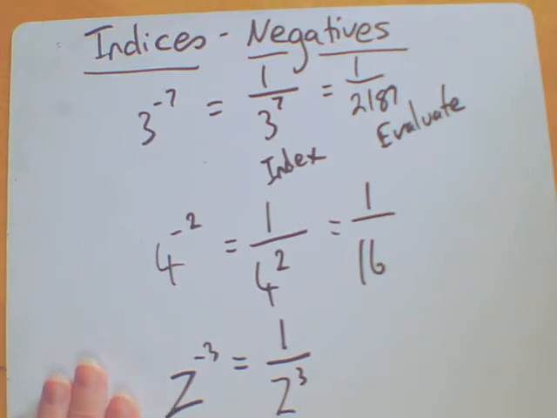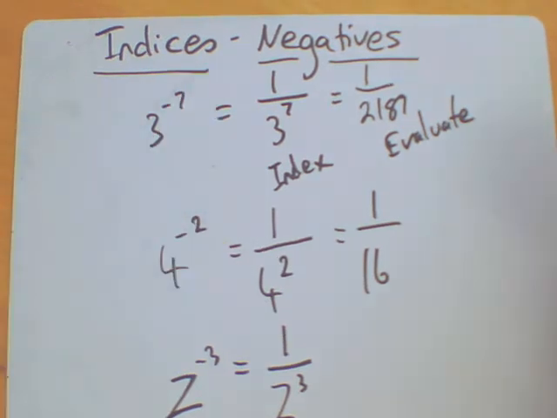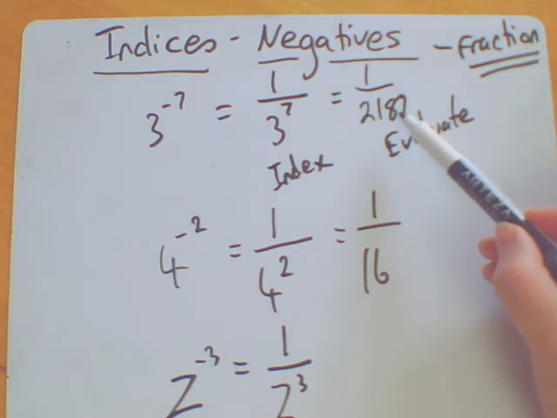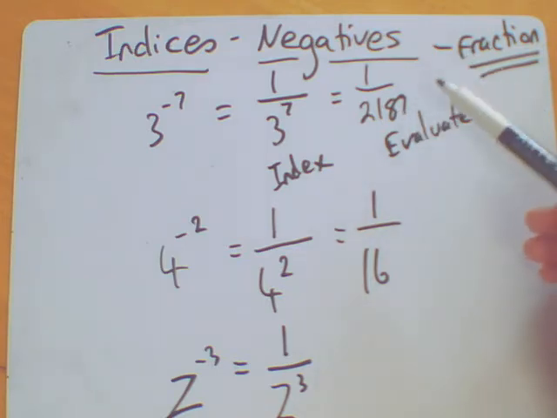And that is really it to do with negatives. So the negatives turn it into a fraction, and that's the key bit of information. They're not going to ask you to do something like this in your head. You would have a calculator to help you. Okay, in that instance you could just type 3 to the power of minus 7 and you'd get the same answer.